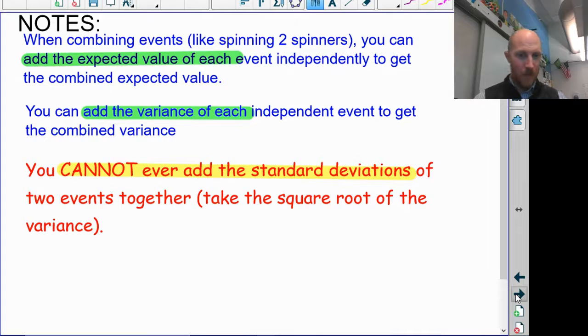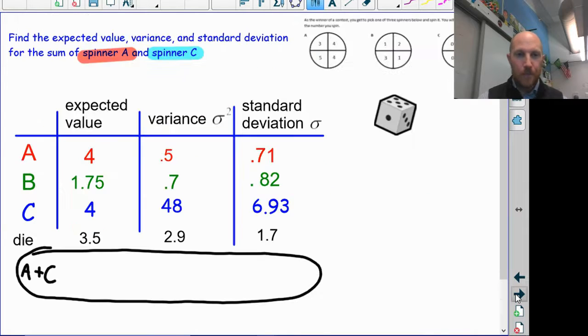So in order to get the standard deviation, we have to take the square root of the variance. Always. That's how you get standard deviation. No matter what we're doing, what kind of complicated situation there is, you always get the standard deviation by taking the square root of the variance.